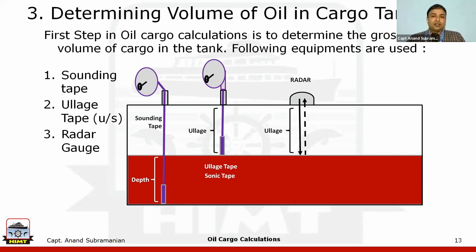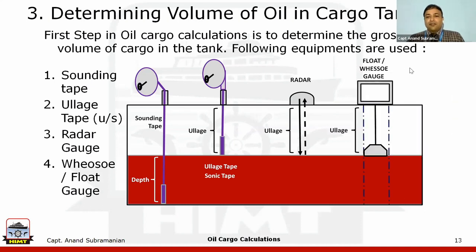If you've sailed on those 20-plus-year-old tankers, you will find this system known as the float gauge or vessel gauge. In this, we have a float system, a spring-loaded system, with a float at the bottom of this gauge. The float keeps going down. When the float touches the level of the liquid, it cannot go down any further.